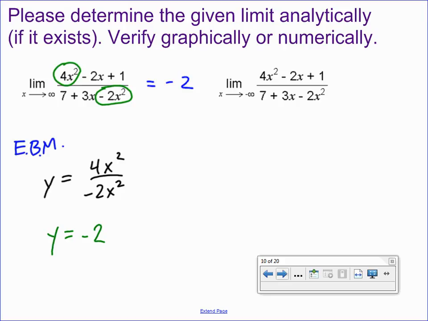And whether I'm looking to the far right side of the graph or the far left end of the graph, that horizontal asymptote is being approached.